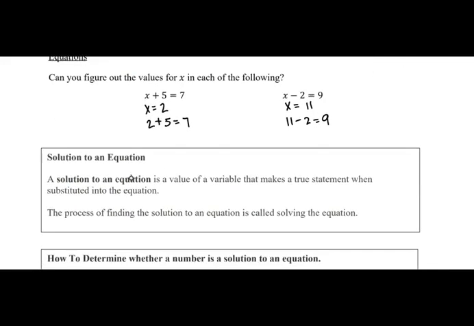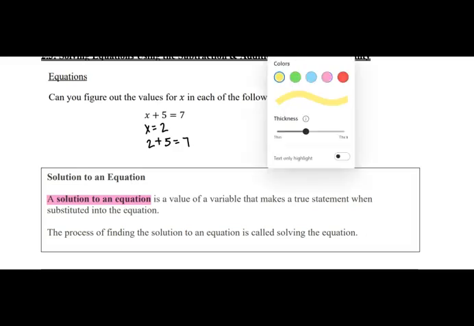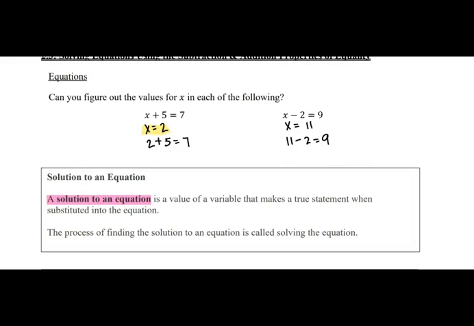So before we start solving equations, we're going to formalize the definition of what the solution to an equation is. A solution to an equation is a value of a variable that makes a true statement when substituted into the equation. So when we said that x equals 2 in our first example, that means if I substitute 2 for x in that same equation, 2 plus 5, I will have a true statement, meaning that 2 plus 5 is 7, and 7 equals 7. That's true.